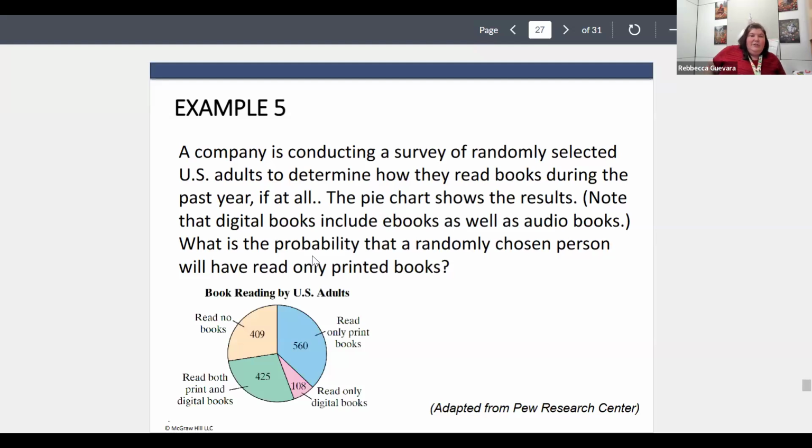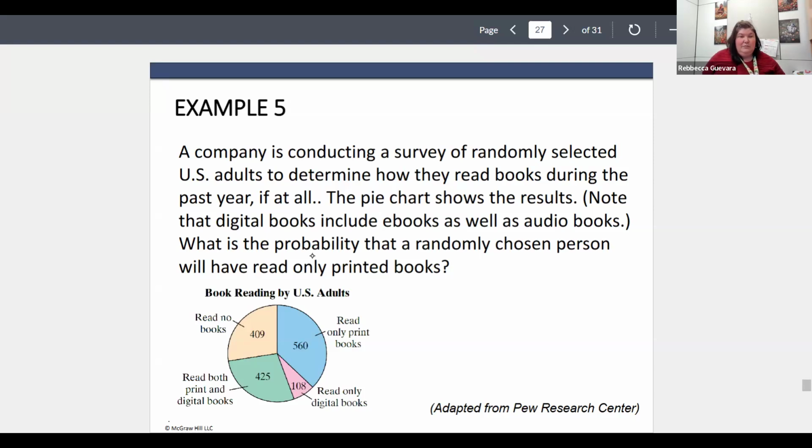Okay, here's another one. A company is conducting a survey of randomly selected US adults to determine how they read books during the past year, if at all. The pie chart shows the results. Note that digital books include ebooks. Don't worry about that because that's not part of our problem here. What's the probability that a randomly selected person will have read only printed books?